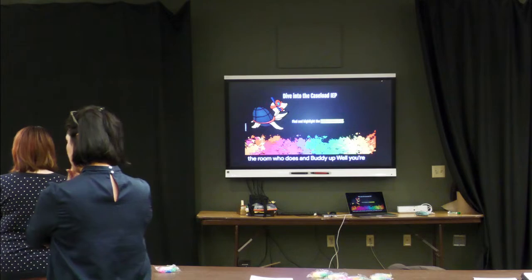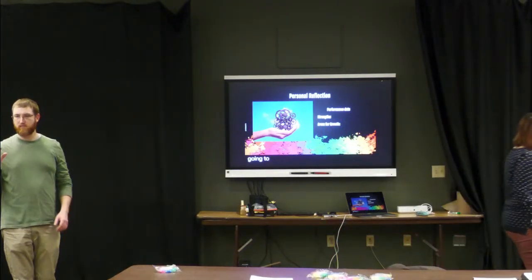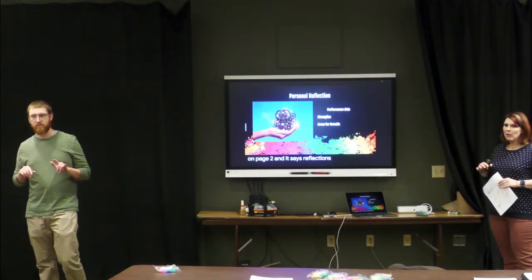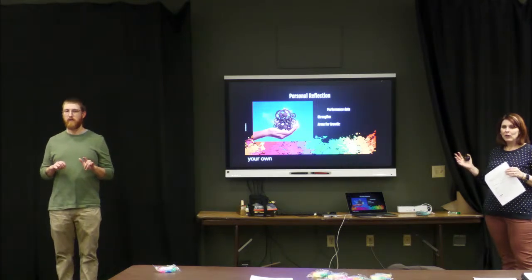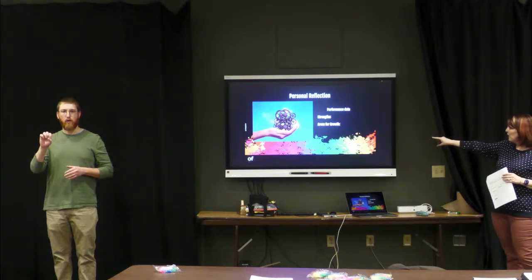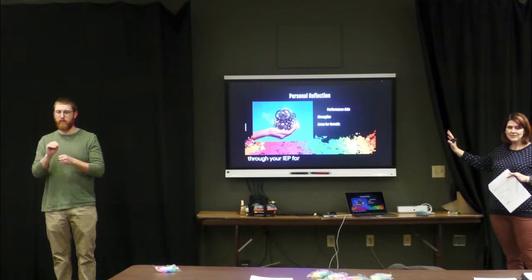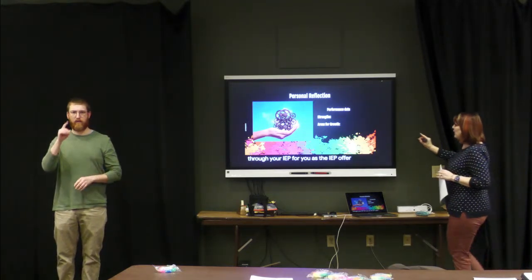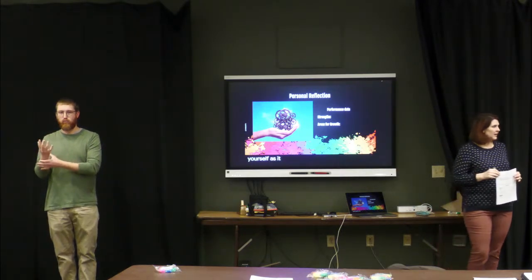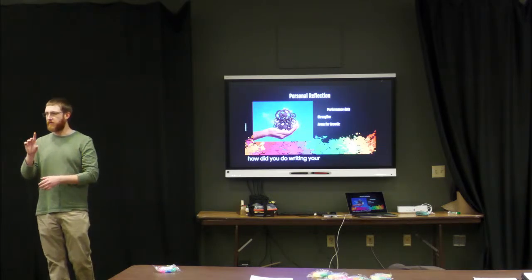While you're looking at your data, the next thing that you're going to do, it's in your guided notes on page 2, and it says reflections. Think about your own IEP writing skills. What are some areas of strength that you found while you were going through your IEP for you as the IEP author, and then areas for growth that you found for yourself, as it relates to performance data? So how did you do writing your performance data in your own present levels?